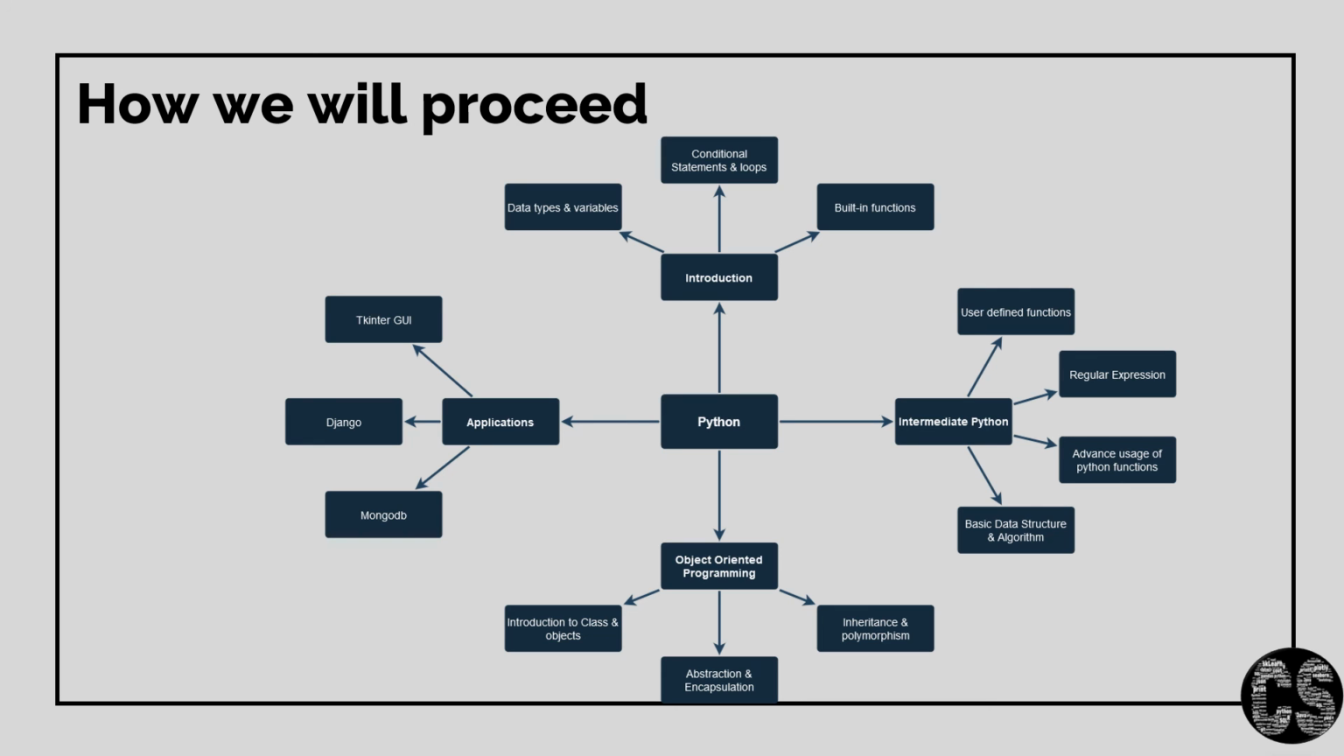Then we'll be taking you into intermediate Python, where we teach you user-defined functions, regular expressions, advanced usages, and the basic DSA. And then we'll be taking you to object-oriented programming, where we'll be introducing you to classes and objects, abstraction, encapsulation, inheritance, and polymorphism, which are very important topics when it comes to interviews also. And lastly, we'll be taking you to the very important part, which is applications. We'll be talking about Tkinter GUI, Django, MongoDB, and a whole lot of stuff.